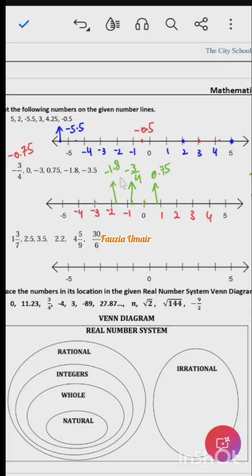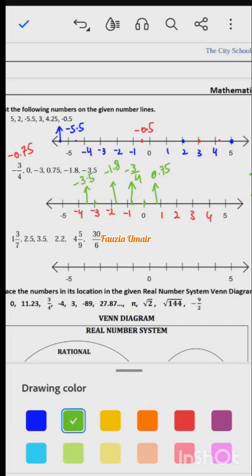Okay, so lastly -3.5. Abdul Moeed, between which two numbers is -3.5? -3 and -4. So move to the middle because it is 3.5. So -3.5. Yes. Moeed, I want your answers more frequently, beta.